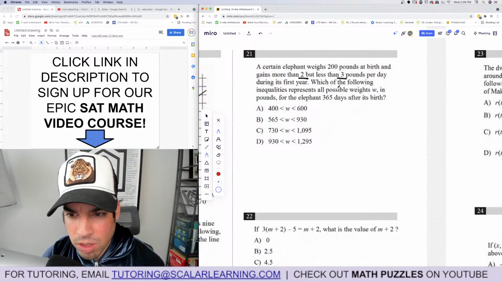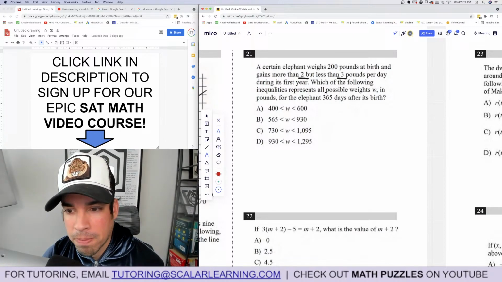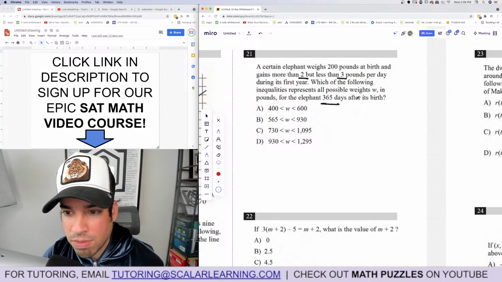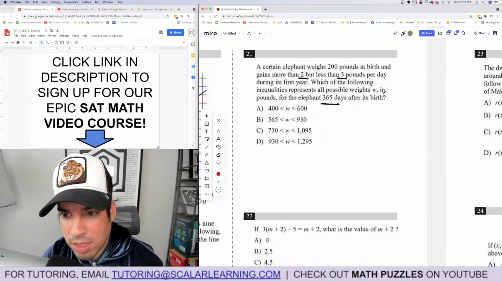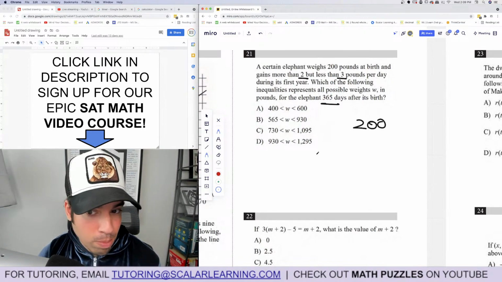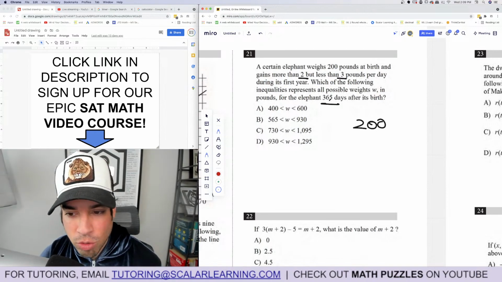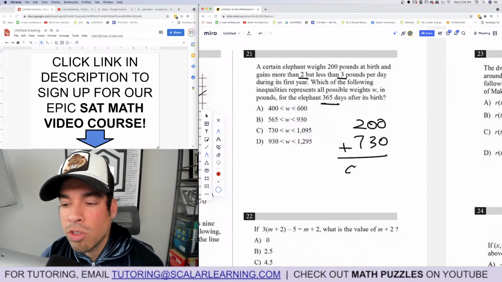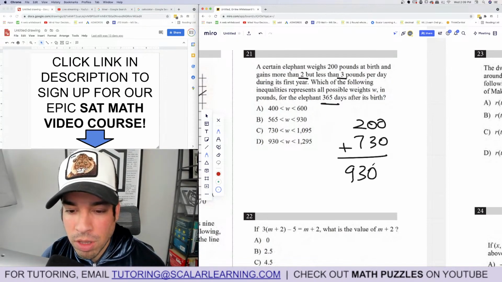Numero 21. A certain elephant weighs 200 pounds at birth and gains more than 2 but less than 3 pounds per day during its first year. All right. Which of the following inequalities represents all possible weights in pounds for the elephant 365 days after its birth? So starting at 200, and in the smallest case, it's gaining 2 pounds per day, which would be 730. So at a minimum, it should be 930.